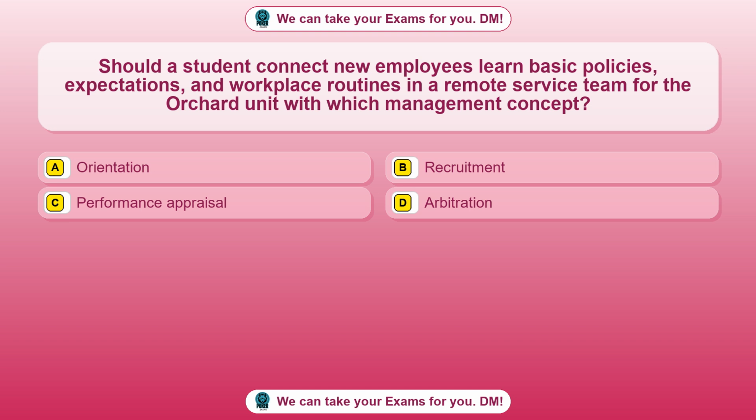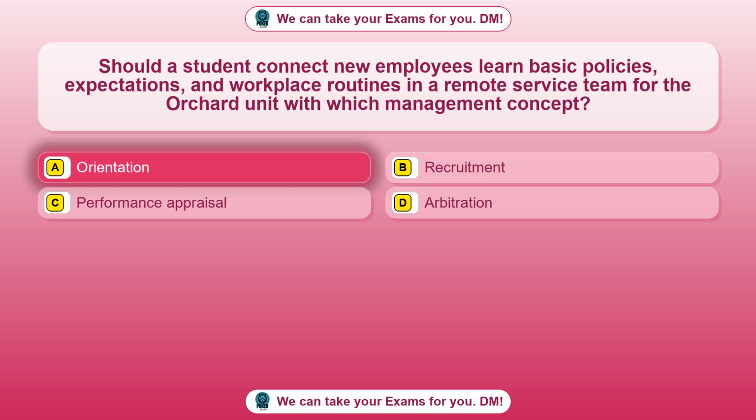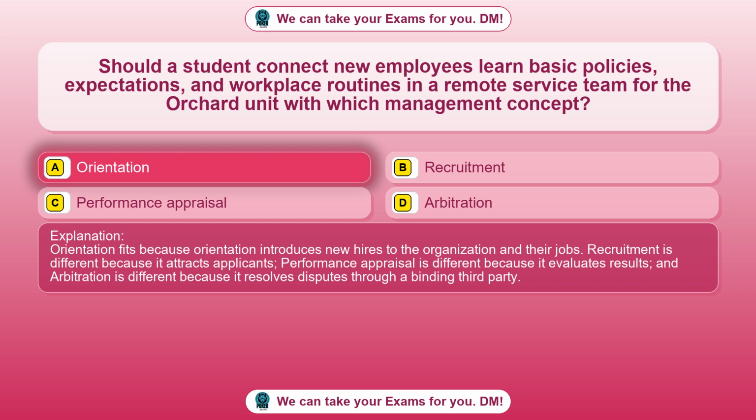Option A, orientation. Option B, recruitment. Option C, performance appraisal. Option D, arbitration. The correct answer is option A, orientation. Orientation fits because orientation introduces new hires to the organization and their jobs. Recruitment is different because it attracts applicants, performance appraisal is different because it evaluates results, and arbitration is different because it resolves disputes through a binding third party.